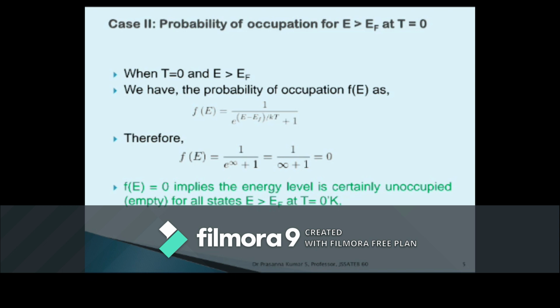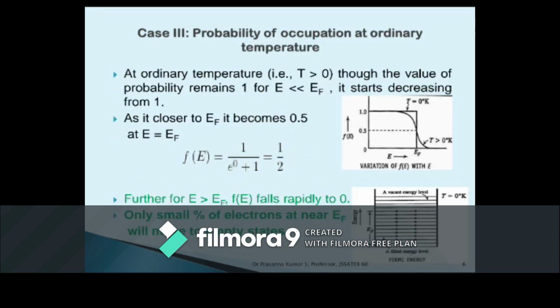So you have only two probabilities: all the energy levels below Fermi energy are occupied, are filled, and all the energy levels above Fermi energy are unoccupied. They are unfilled, they are empty at 0 Kelvin. And what is the other case, other than T equal to 0 K?